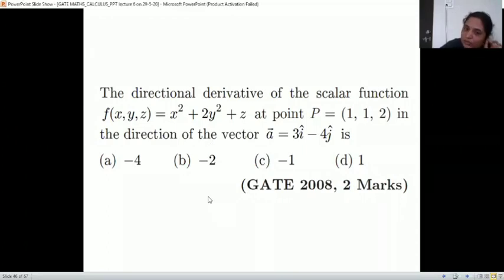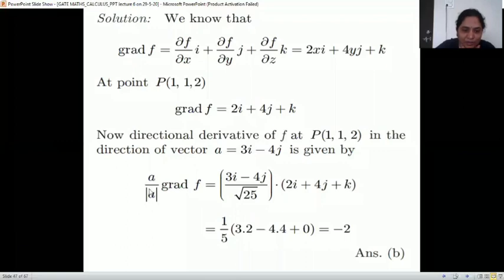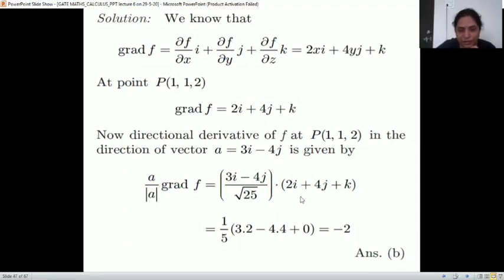Okay, then your answer is minus 2, I think. Yes, it is minus 2. You have to find del f. Del f is 2x i bar plus 4y j bar plus k bar. At the point 1, 1, 2, it is this. And then del f dot a cap, where a bar upon mod a bar is 3i bar minus 4j bar upon square root of 9 plus 16, that is 25, dot del f. Root 25 is 5 as it is, so 3 into 2 is 6, minus 16, k is here but k is not there, so it is 0, and your answer is then minus 2.